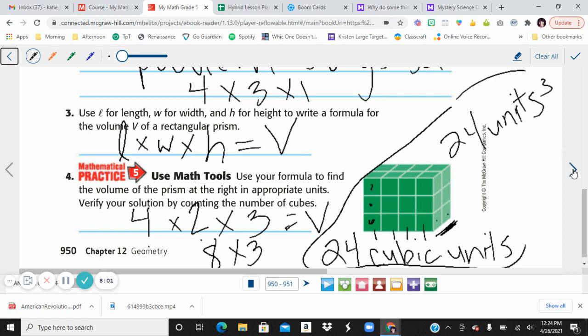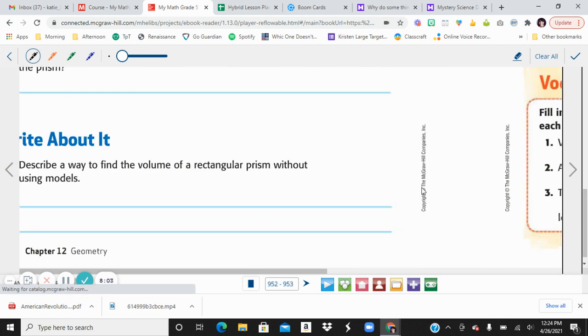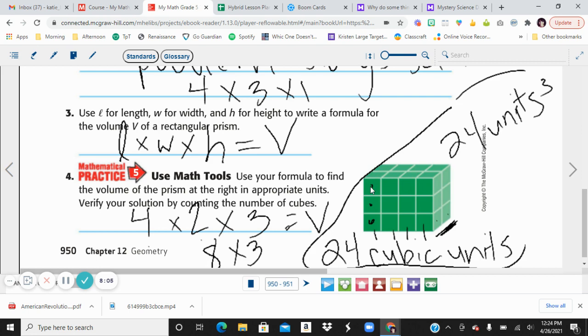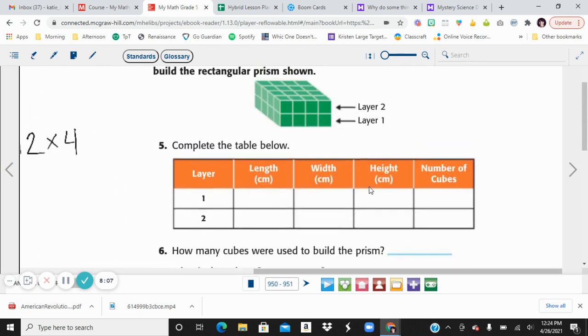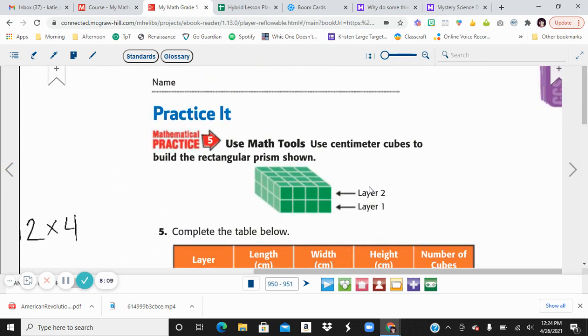Okay, let's keep going. Oops, I went too far. Let's move back and scooch over. That's what I wanted to do. Practice. Okay, it says to build that with centimeter cubes. We don't necessarily have that, but we're going to take a look.